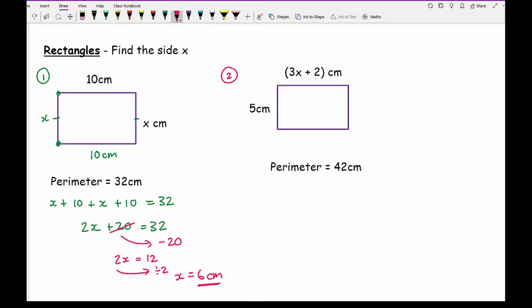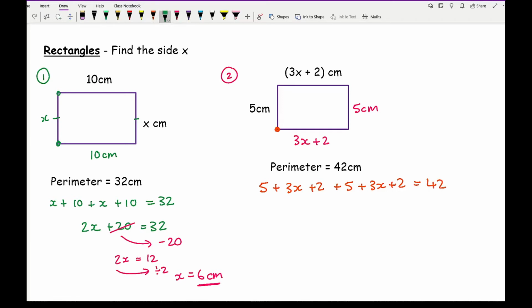Now this one involves algebra, which again is exactly the same. So first thing I'm going to do is label the respective sides. Here this is going to be 5 centimeters, and this side here is going to be 3x plus 2. The next thing I've got to do is work out the perimeter of this shape. So I'm going to start in this bottom corner. I've got 5 plus 3x plus 2 plus 5 plus 3x plus 2, and that comes up to a total of 42 centimeters. I'm going to forget the units because that's not important at this moment in time.